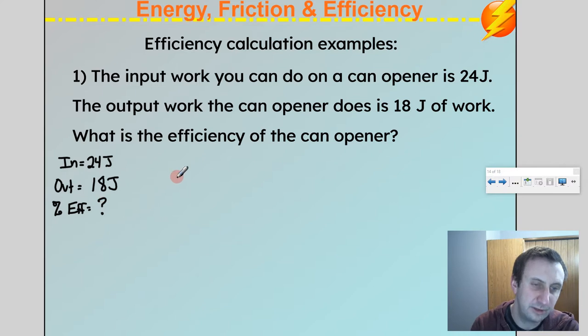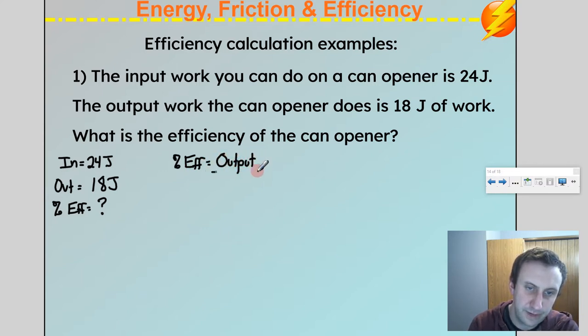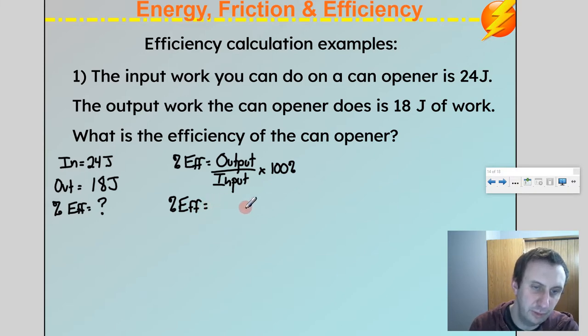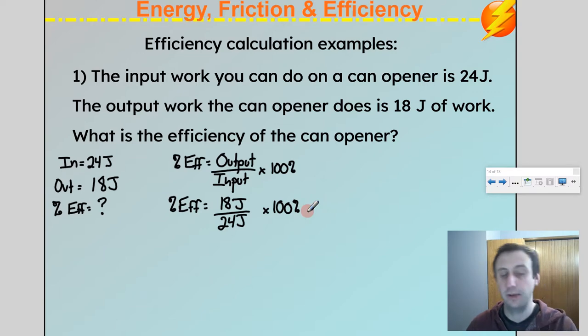That's my question mark. So percent efficiency, as we learned, has the formula of output energy divided by input energy times 100%. So percent efficiency is equal to 18 joules divided by 24 joules times 100%. So I'm just plugging it in based on the values I have.